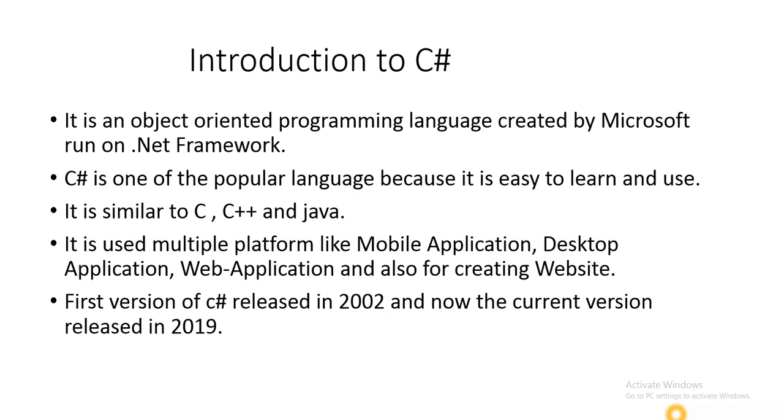What is C Sharp? Let's get a little bit of introduction to it. It is an object-oriented programming language created by Microsoft that runs on the .NET Framework. C Sharp is one of the popular languages because it is easy to learn and easy to use. It is similar to C, C++ and Java. It is used on multiple platforms, like mobile applications, desktop applications, web applications, and also for creating websites. The first version of C Sharp was released in 2002 and the current version was released in 2019.